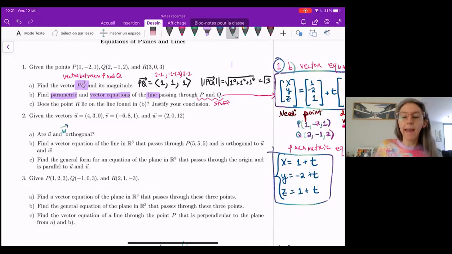Okay, so A is going to be simple. We're not looking for a planar line. It just asks, are U and W orthogonal? How do I determine if two vectors are orthogonal?